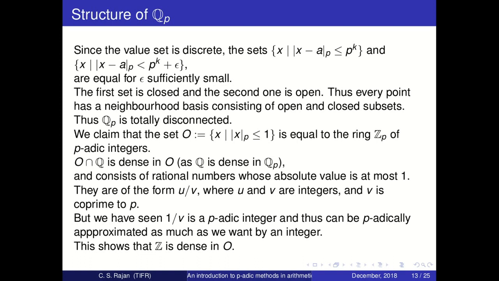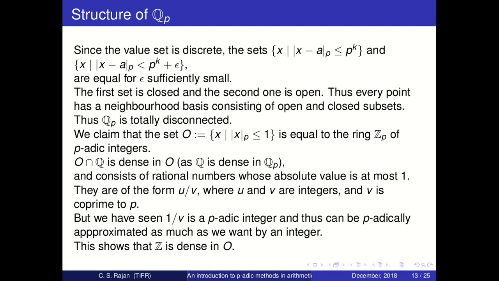So what does it mean? This means the first set is a closed set. If I fix an a and take the set of all x, that's a closed set because it's given by less than or equal to. The second set is an open set. So every point has a neighborhood basis consisting of open and closed sets. So the topology is terrible, it's not like the reals, it's totally disconnected. It's somewhat like the Cantor set, it is totally disconnected.